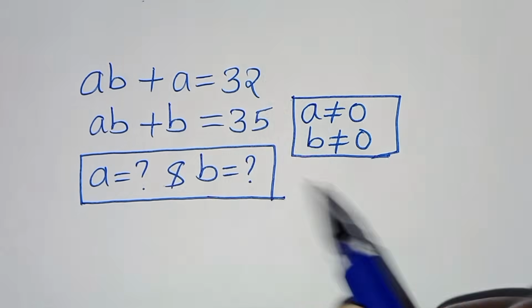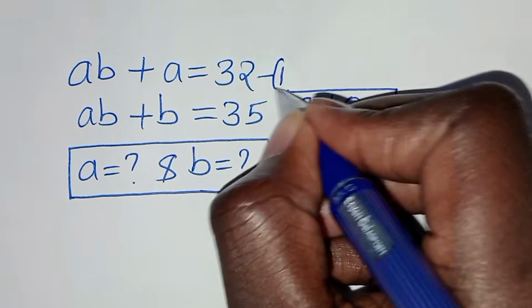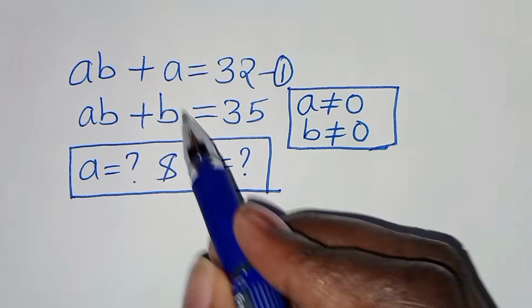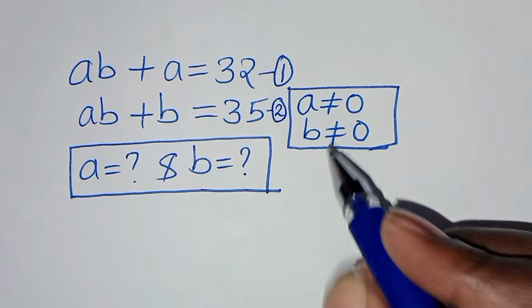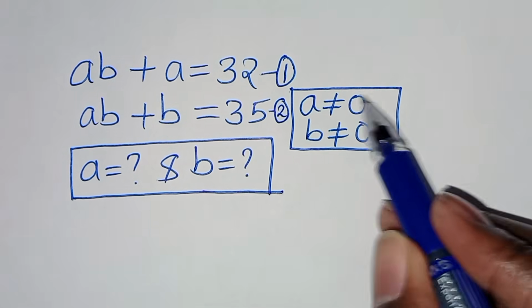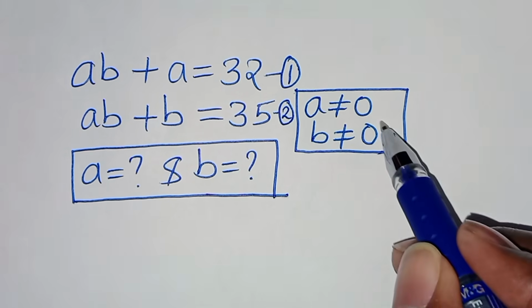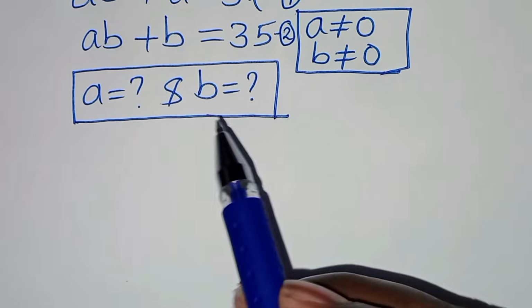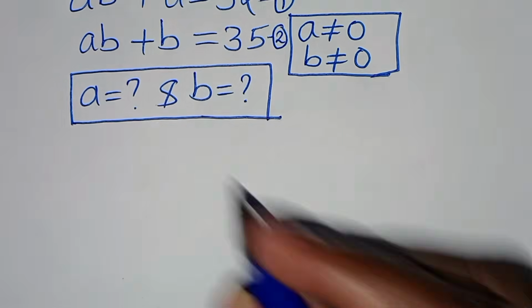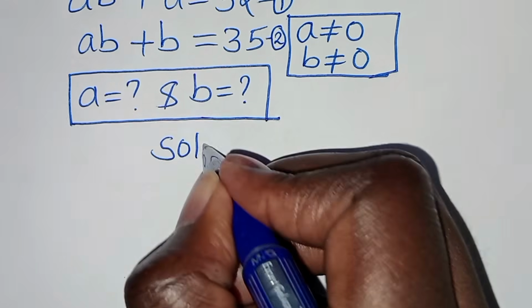You're welcome to solve this nice algebra problem, which is AB plus A, this is equal to 32. Let's call this equation 1. AB plus B is equal to 35. Let's call this equation 2, such that A is not equal to 0 and B is not equal to 0. So what is the value of A and what is the value of B? Let's present the solution from here.